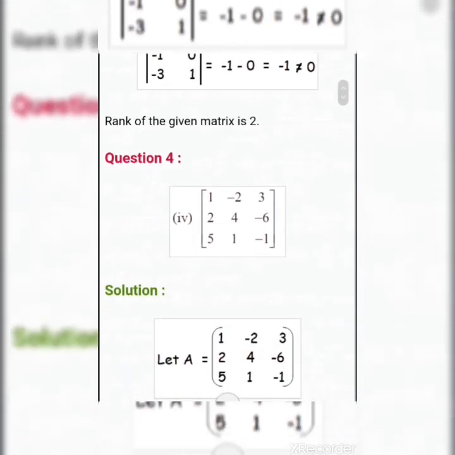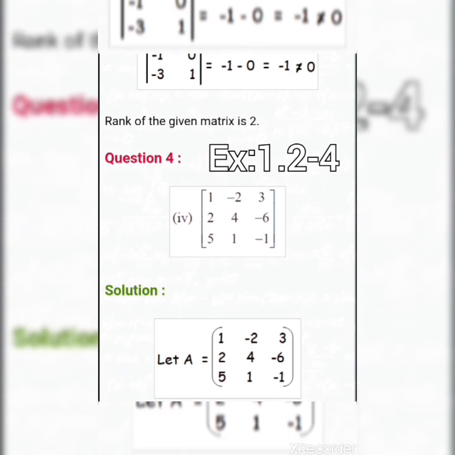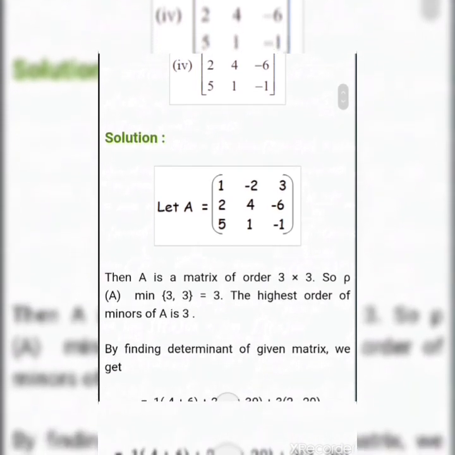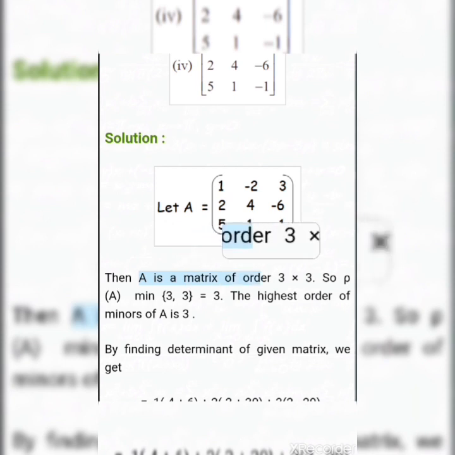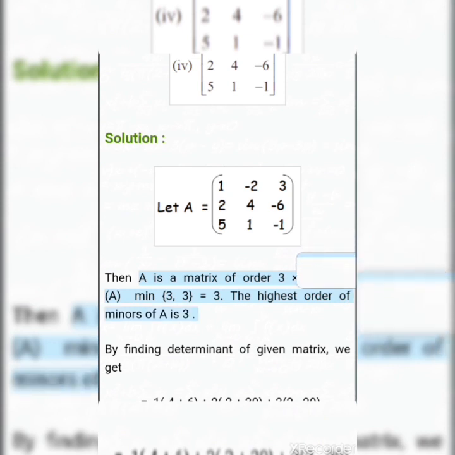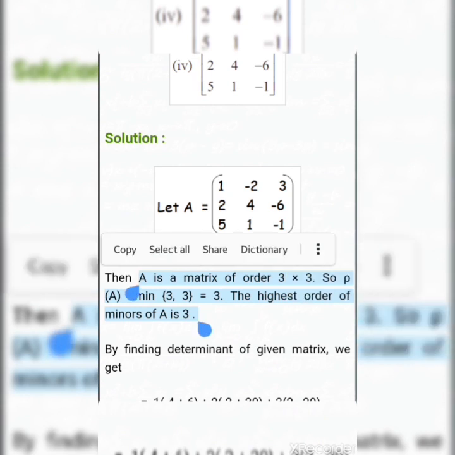Okay, question number 4. The matrix of order 3 by 3: 1 minus 2 3, 2 4 minus 6, 5 1 minus 1. Then A is a matrix of order 3 by 3. So the rank of A is at most the minimum of 3 comma 3, which is 3. The highest order of a minor of A is 3.